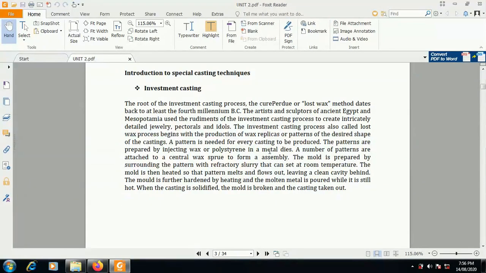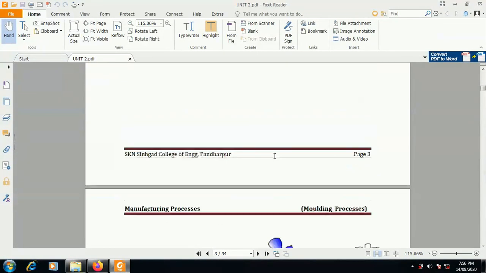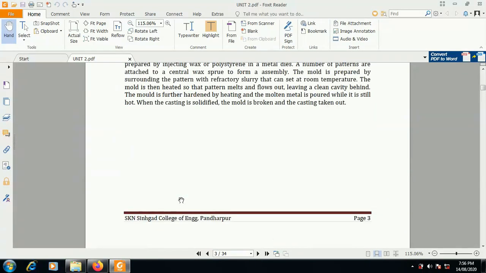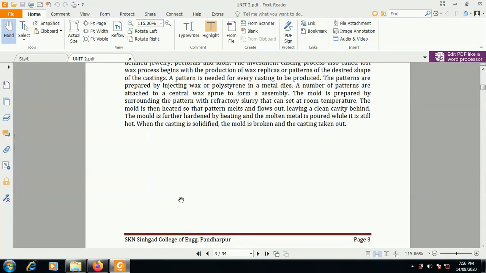Here, metal dies are present in two parts, and under high pressure we have to inject wax into the metal dies using a wax injection machine. This process is used to prepare the pattern. This is the first step, wax injection. Here you can see at the center the shape of the pattern, and this outside box-like structure is called the metallic die. The dies are made in halves, meaning in two parts, and under high pressure the wax is injected into the die to prepare the pattern.